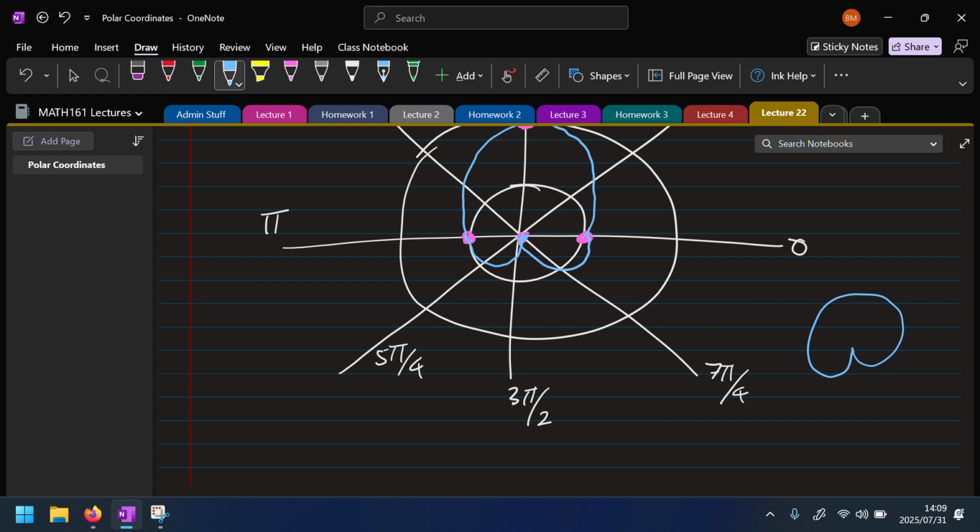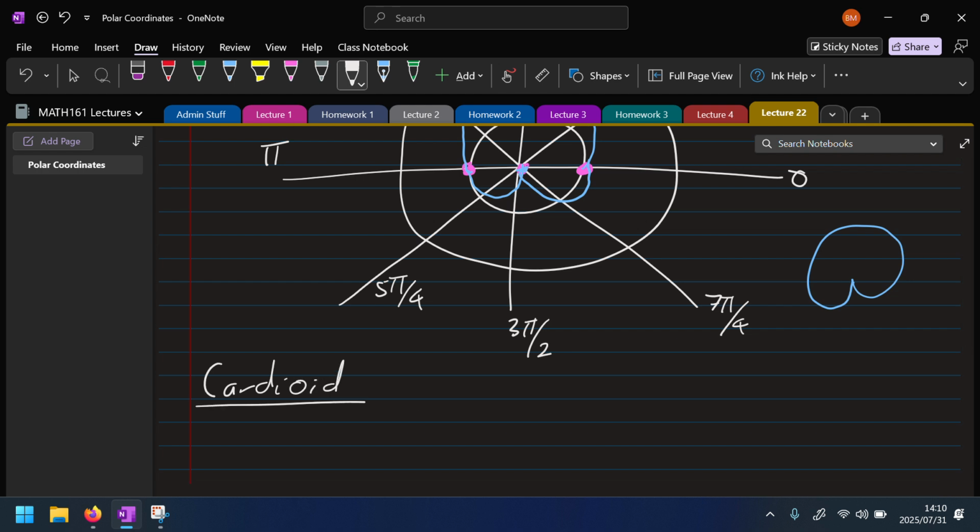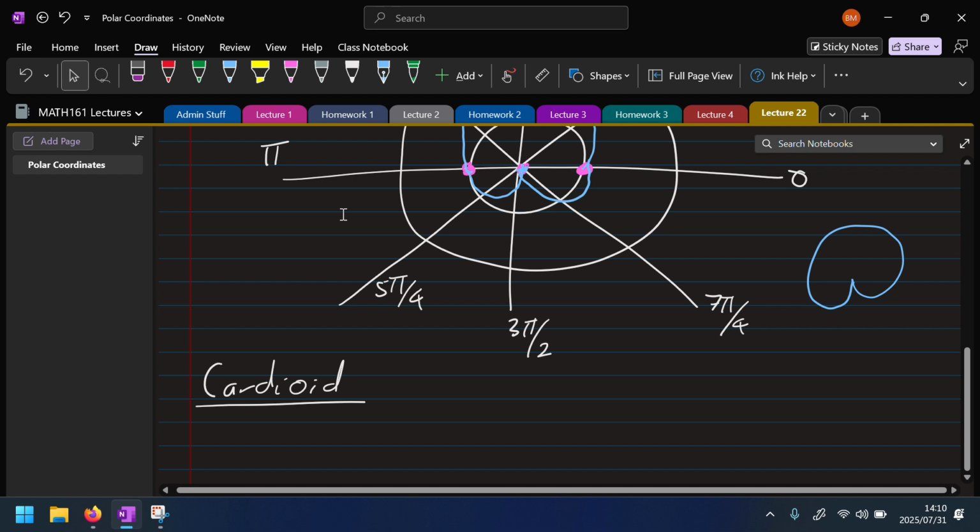Something like that. Yeah, that's exactly what it looks like. It's called a cardioid. It's supposed to look like a heart, but not really much of a heart shape. But yeah, this is called a cardioid. If you're looking in the textbook, you'll see it under that section there. Any questions on this one?